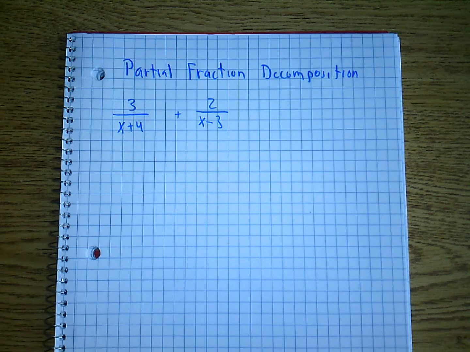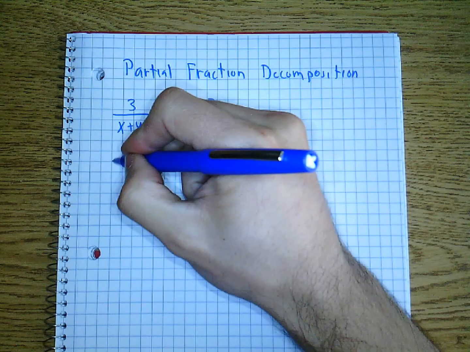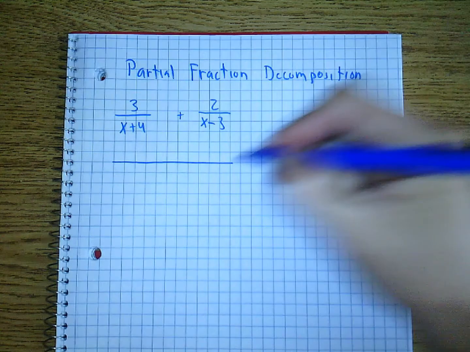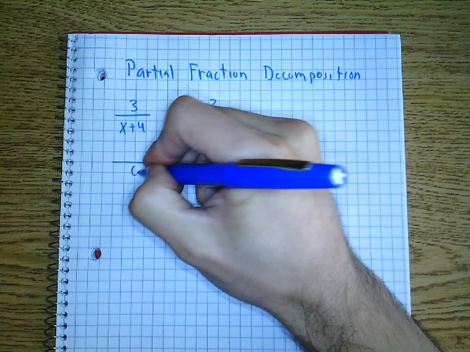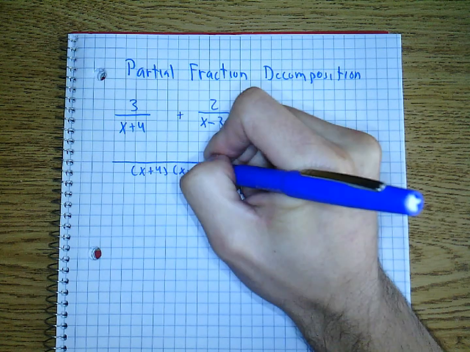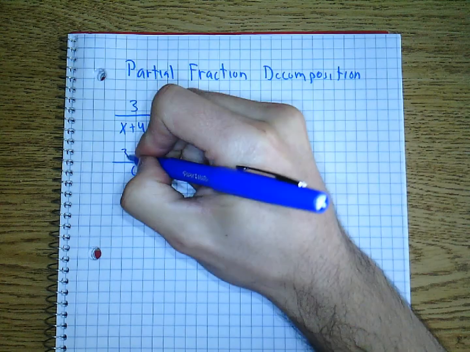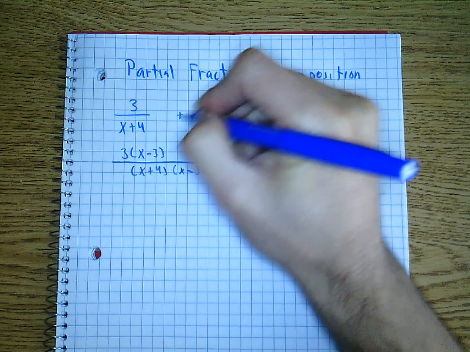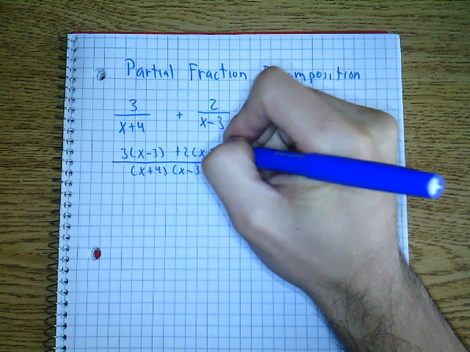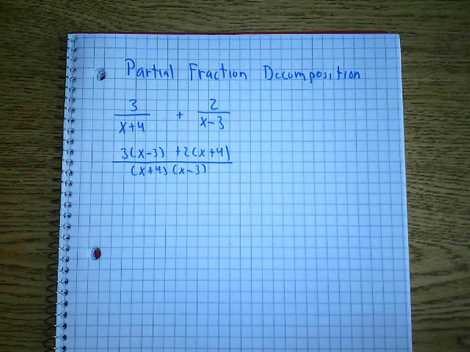You need a common denominator, right? So what is that common denominator for this problem? X plus 4 times x minus 3. Very good. In order for you to achieve this, you need to multiply the 3 by the x minus 3 and the 2 by the x plus 4. Are we okay with that?